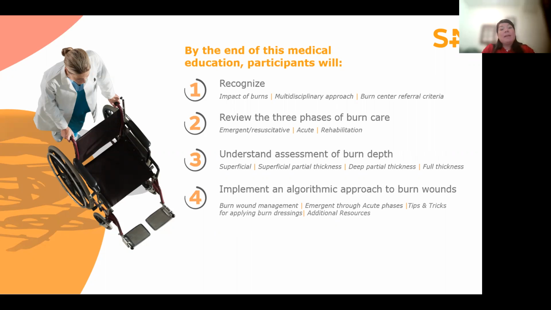We will be reviewing the assessment of burn depth, as well as implementing an algorithmic approach to the management of adult burn wounds, and walking through some tips and tricks for applying burn dressings, as well as where to reach out for additional resources. For the purposes of today's education session, we will be focusing primarily on burn wound management, although there are a variety of different aspects of burn care, including fluid resuscitation. As well, we will be focusing today on the adult burn patient.